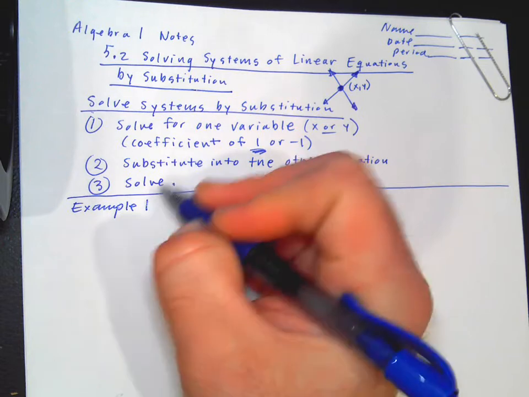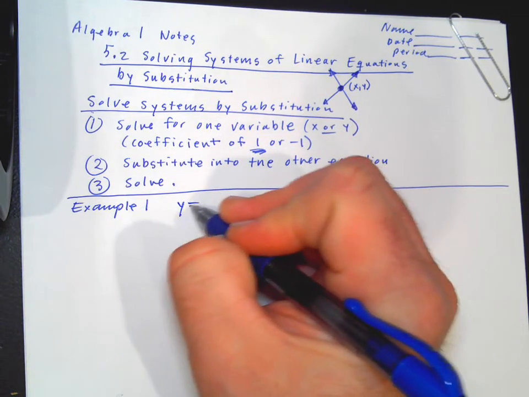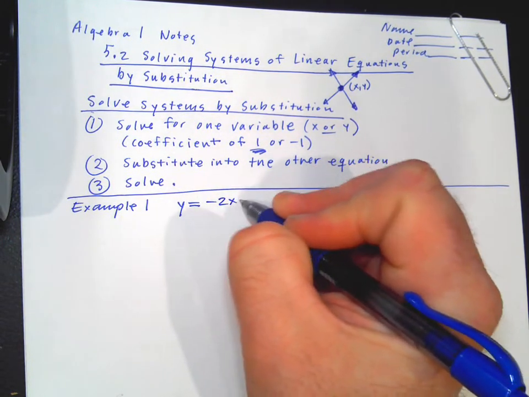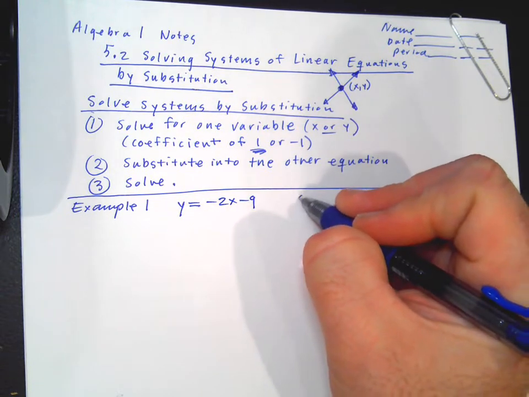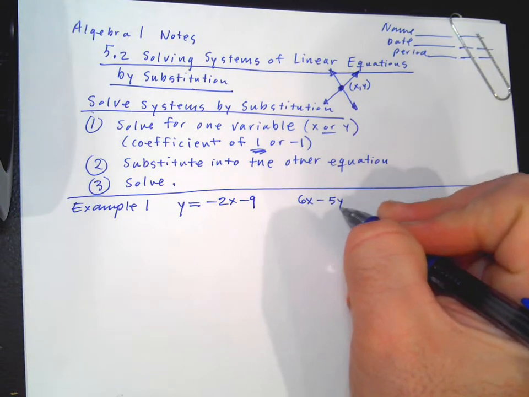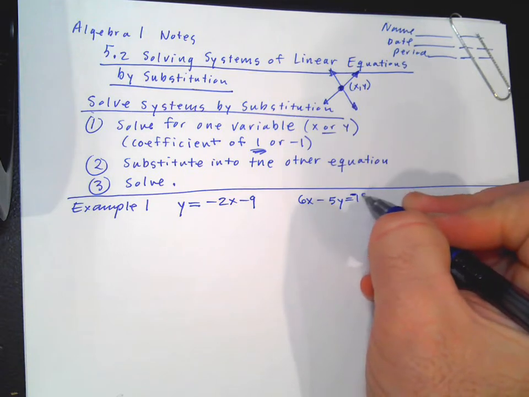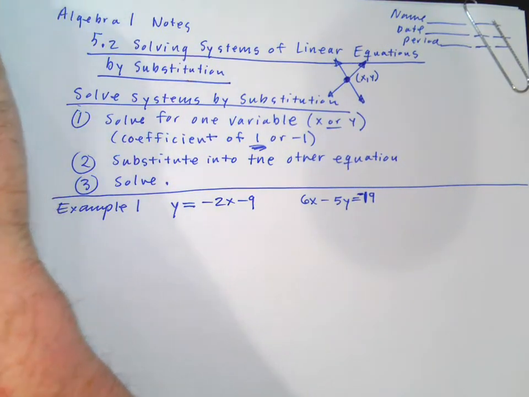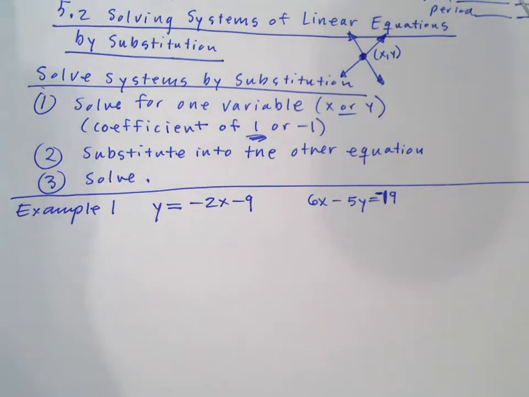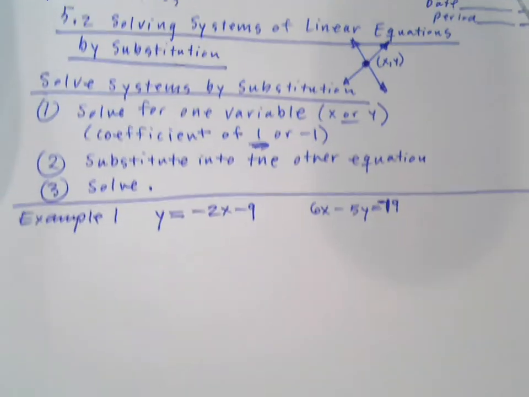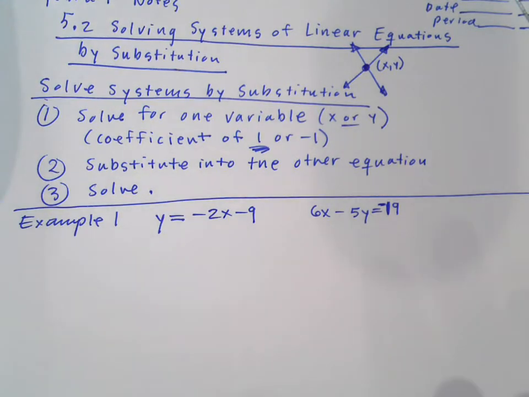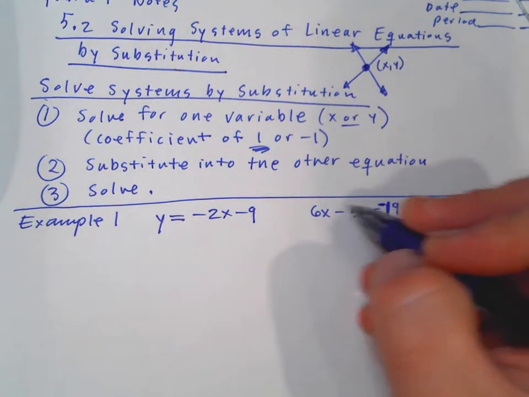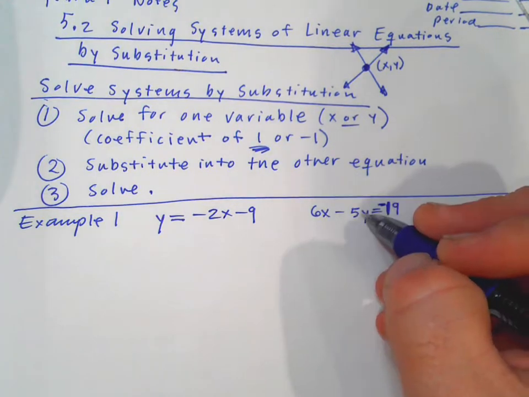So example 1, I'm going to give you 2 equations. y equals -2x minus 9 and 6x minus 5y equals -19. This is a system of linear equations. Okay, 2 equations, 2 unknowns. And so we want to pick the easiest x or y to get by itself for the first step. Less work, less fractions. These x's and y's don't have ones in front. They're going to be a mess.